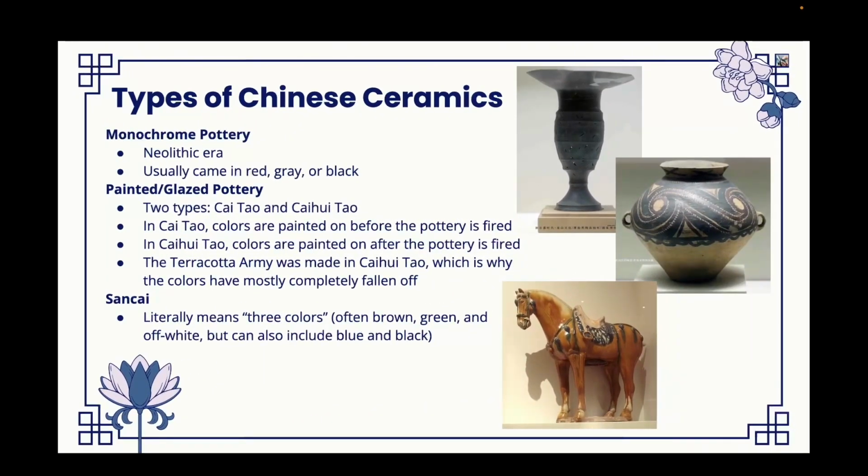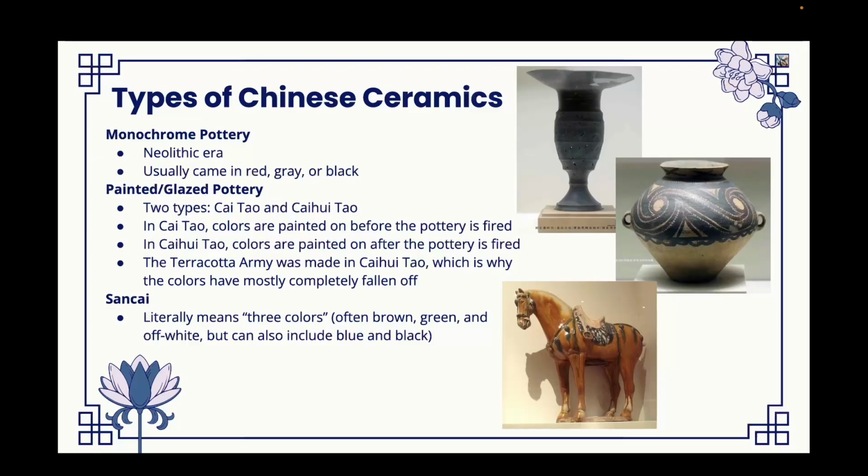For types of Chinese ceramics, we have monochrome pottery, which is the first picture on the top left. It's from the Neolithic era and it usually came in red, gray, or black. Then we have painted or glazed pottery, which is the middle picture, and there are two types, Kai Tao and Kai Hui Tao. In Kai Tao, colors are painted on before the pottery is fired, and in Kai Hui Tao, colors are painted on after the pottery is fired.